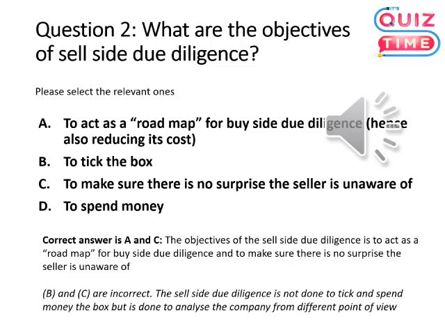Question 2. What are the objectives of sell-side due diligence? Please select the relevant ones. A. To act as a roadmap for buy-side due diligence, hence also reducing its cost. B. To tick the box. C. To make sure there is no surprise the seller is unaware of. D. To spend money.